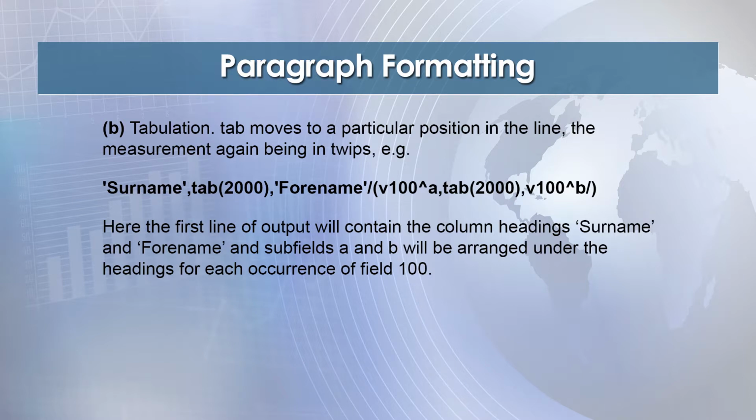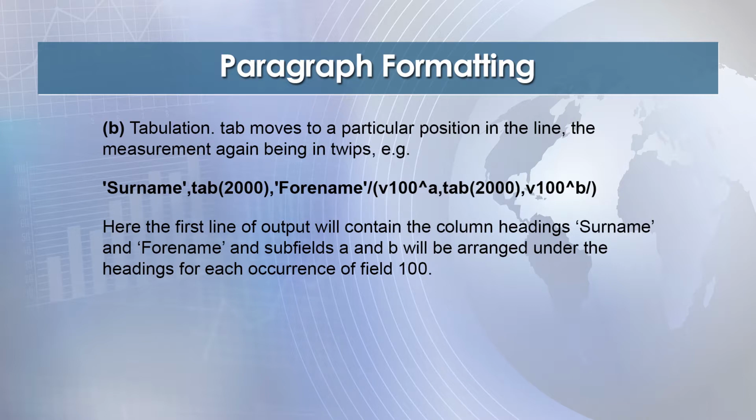So, here in this example it is a very simple one. I have created surname tab 2000 forename. That means there will be 2 columns, a surname column, and there will be a gap of 2000 TWIPs, then forename will appear. In the next line, V100 subfield A, just imagine it is the surname of the author, comma, tab 2000, V100B, which represents the forename of the author, will appear under the surname column and under the forename column.